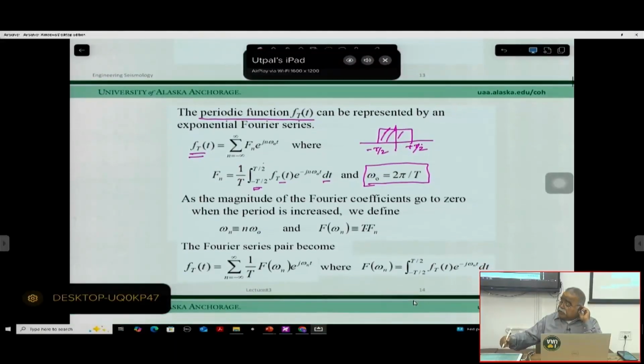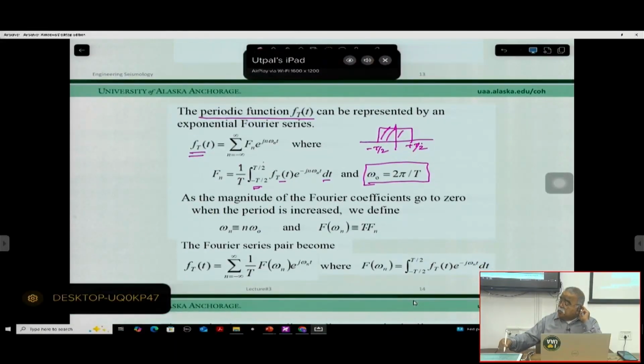Therefore the ft can be written as 1 by T into this one. So I can put this fn value here and then e to the power i omega t. So this fn is equal to this much multiplied by dt. So you can do that.